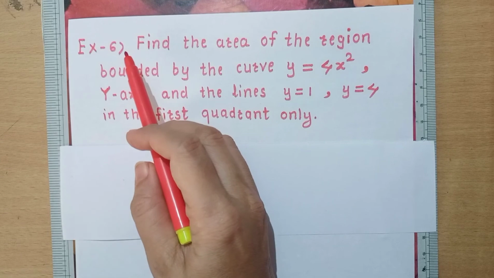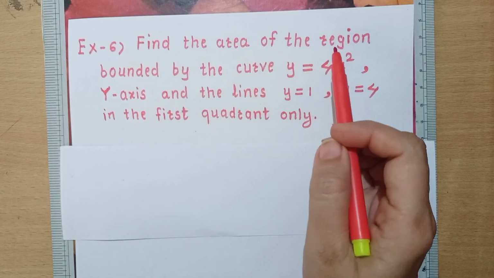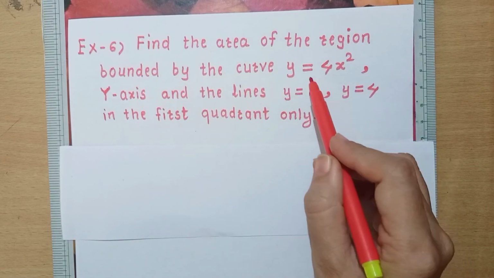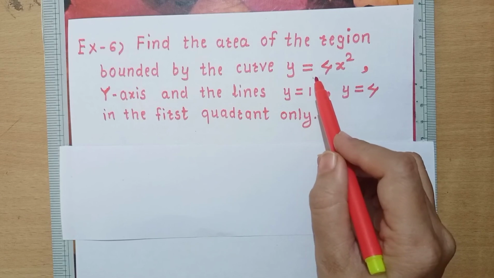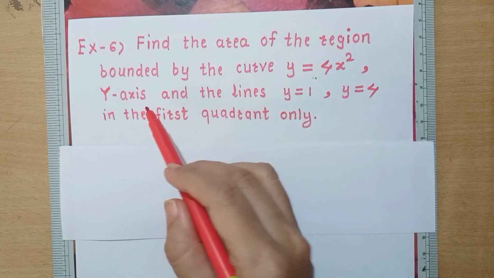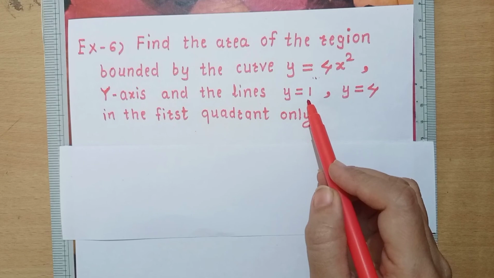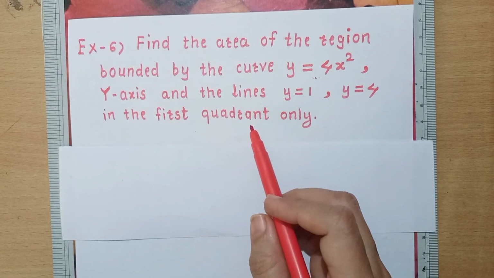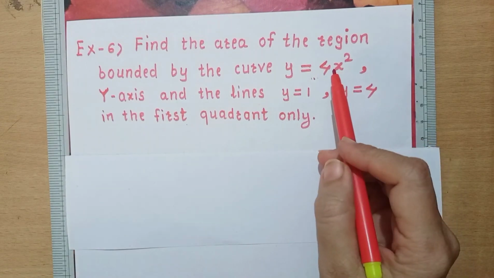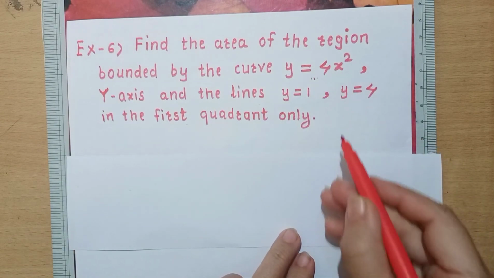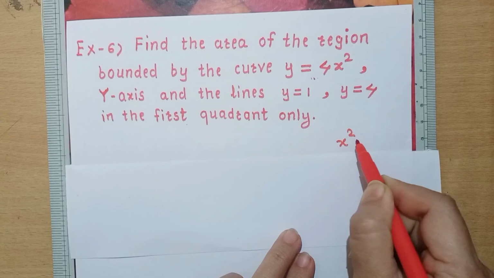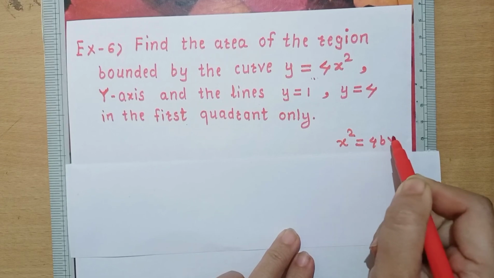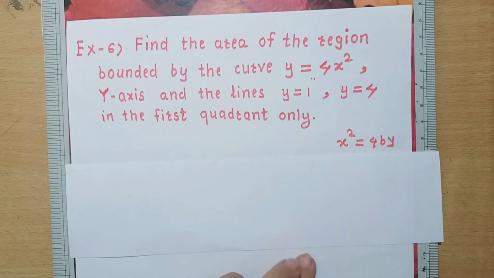This is our sixth example. Find the area of the region bounded by the curve y is equal to 4x square, the y-axis, and the lines y is equal to 1, y is equal to 4 in the first quadrant only. Here, this is nothing but a parabola of the type x square is equal to 4by. So first we will draw this parabola.